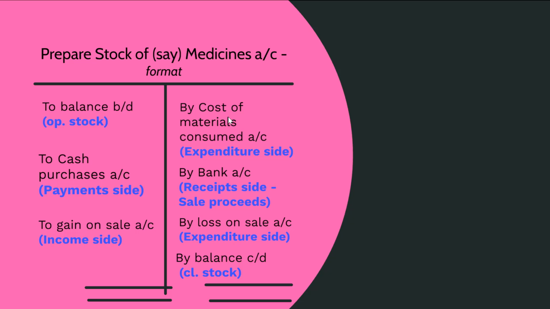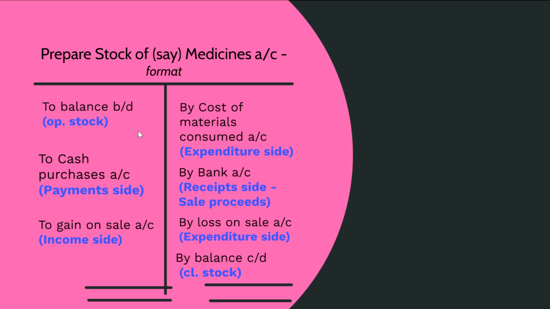Now, the balancing figure of the medicines account will be the medicines which has been consumed. So this cost of materials or medicines consumed needs to be taken to the expenditure side of the income and expenditure account. So this is the format of the medicines account.